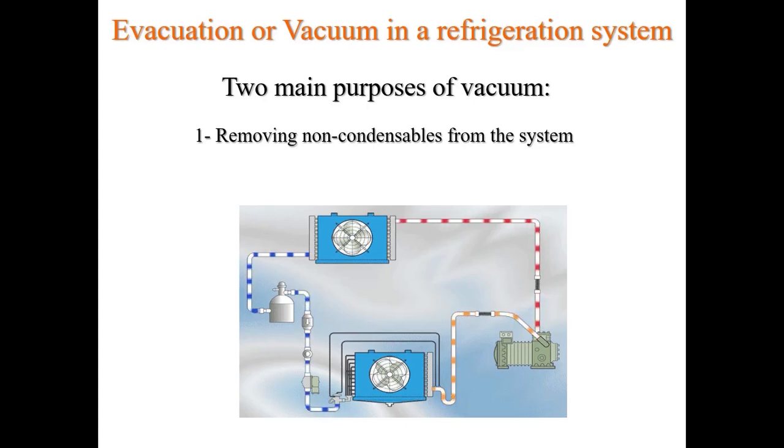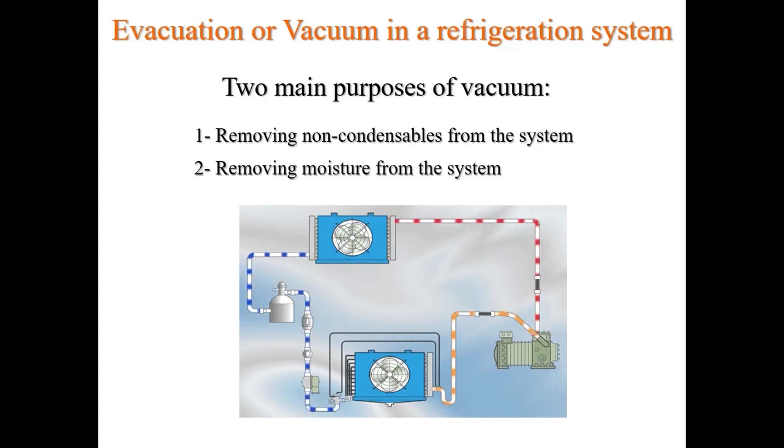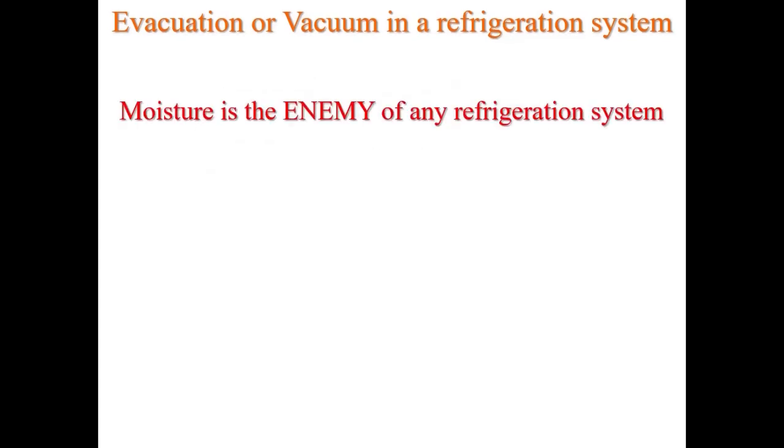This is one of the 8 faults in any refrigeration system, which a trained engineer must know how to diagnose. The second purpose of evacuation is to remove moisture from the system. Remember, removing air does not necessarily remove moisture, so one must be very careful when evacuating a system. Moisture is the enemy of any refrigeration system.